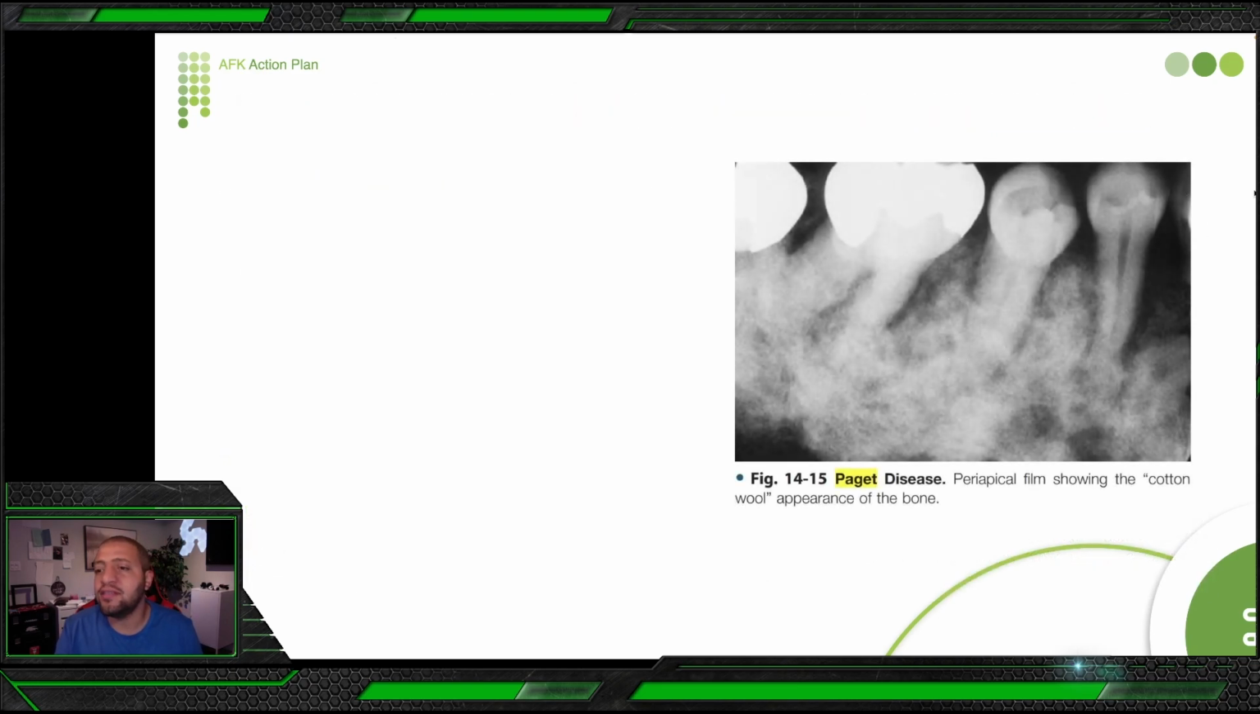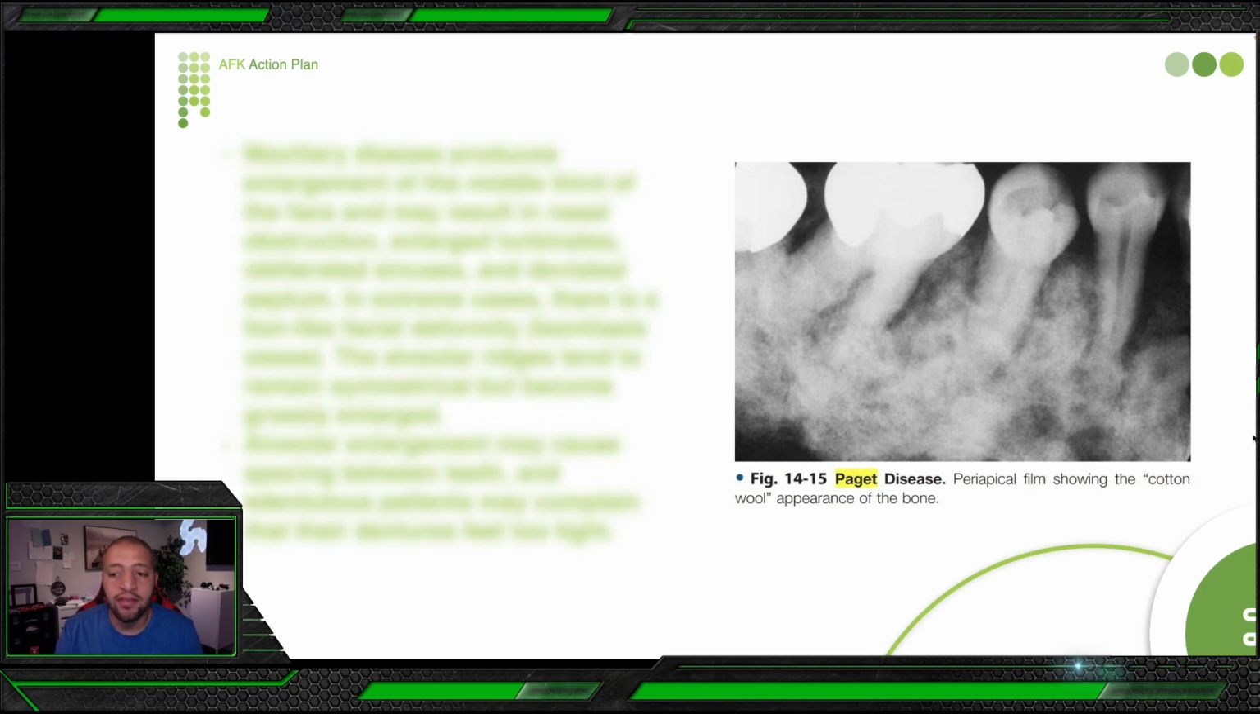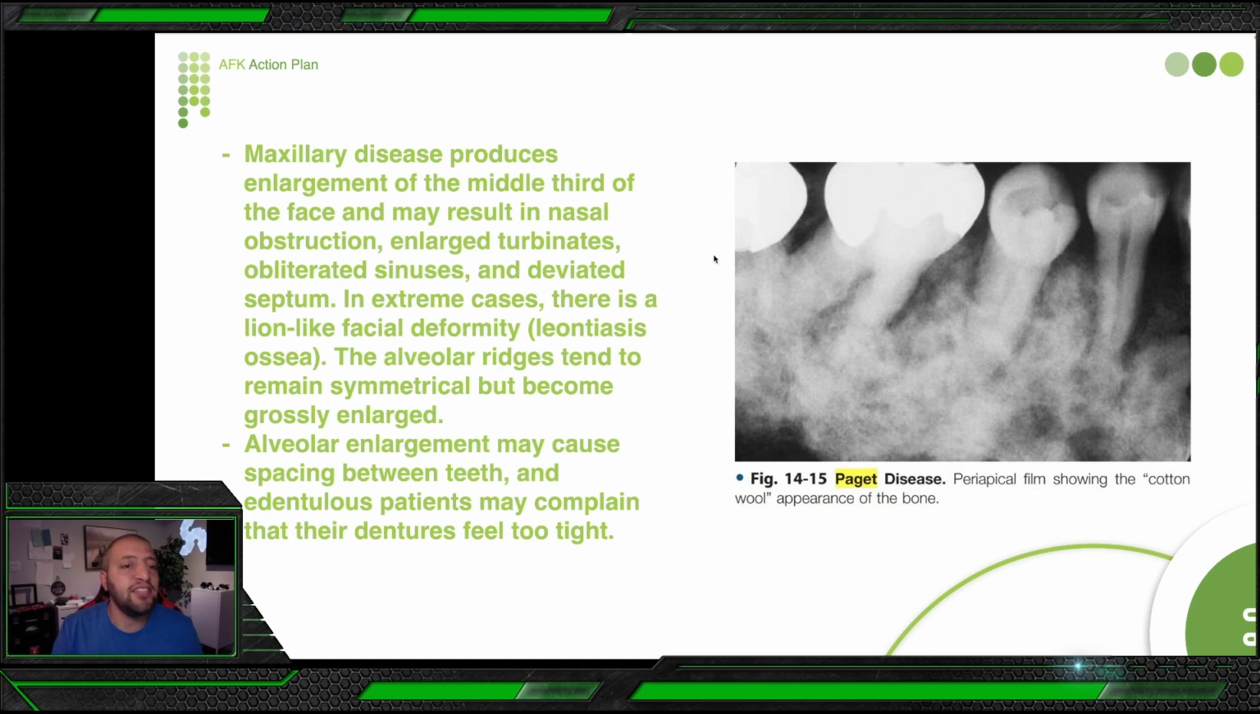And finally, this is the periapical radiograph, and this is what we're aiming for. You can see the teeth are separated, spaced apart from each other. You can see this pattern of bone. This is a cotton wool pattern appearance, and this is very pathognomonic for this condition. Maxillary disease produces enlargement of the middle third of the face and may result in nasal obstruction. The alveolar ridge tends to remain symmetrical but becomes grossly enlarged. That's why the denture is not fitting anymore.